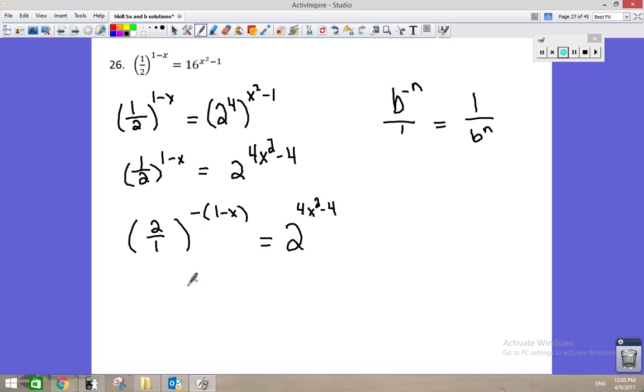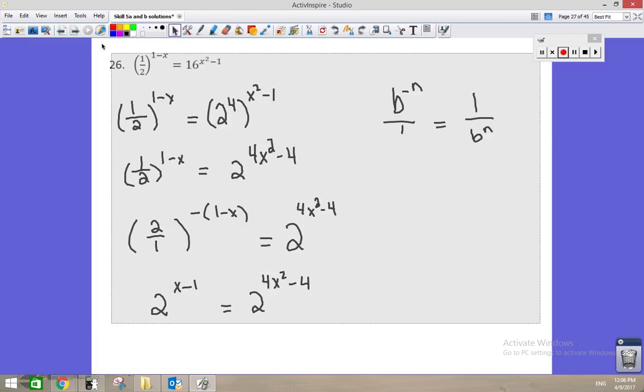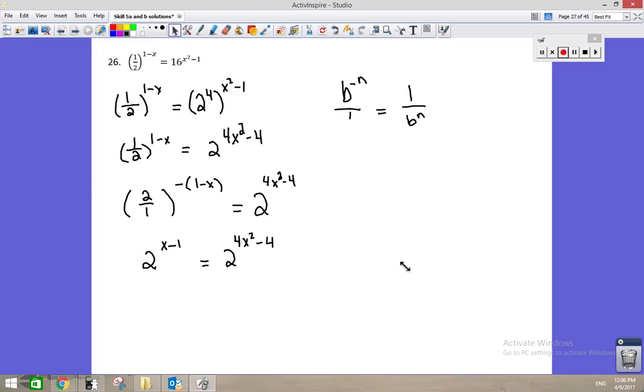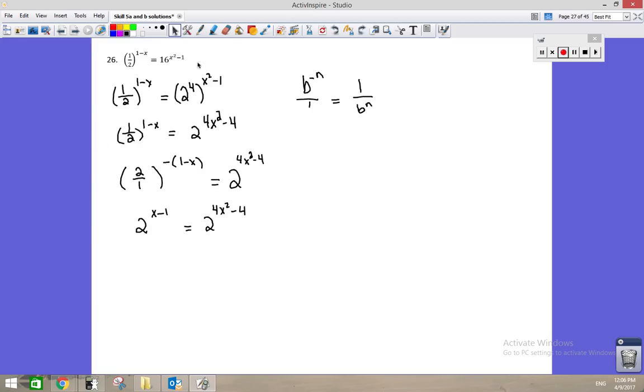Alright, so let's write this with a base of 2. Let's distribute this negative sign. I'm just going to change the order of that subtraction, and you can see that the negative x becomes positive x, and then it's x minus 1. So these numbers are the same, and the bases are the same. And since this exponential function is a 1-to-1 function, then I can set the exponents equal to each other.